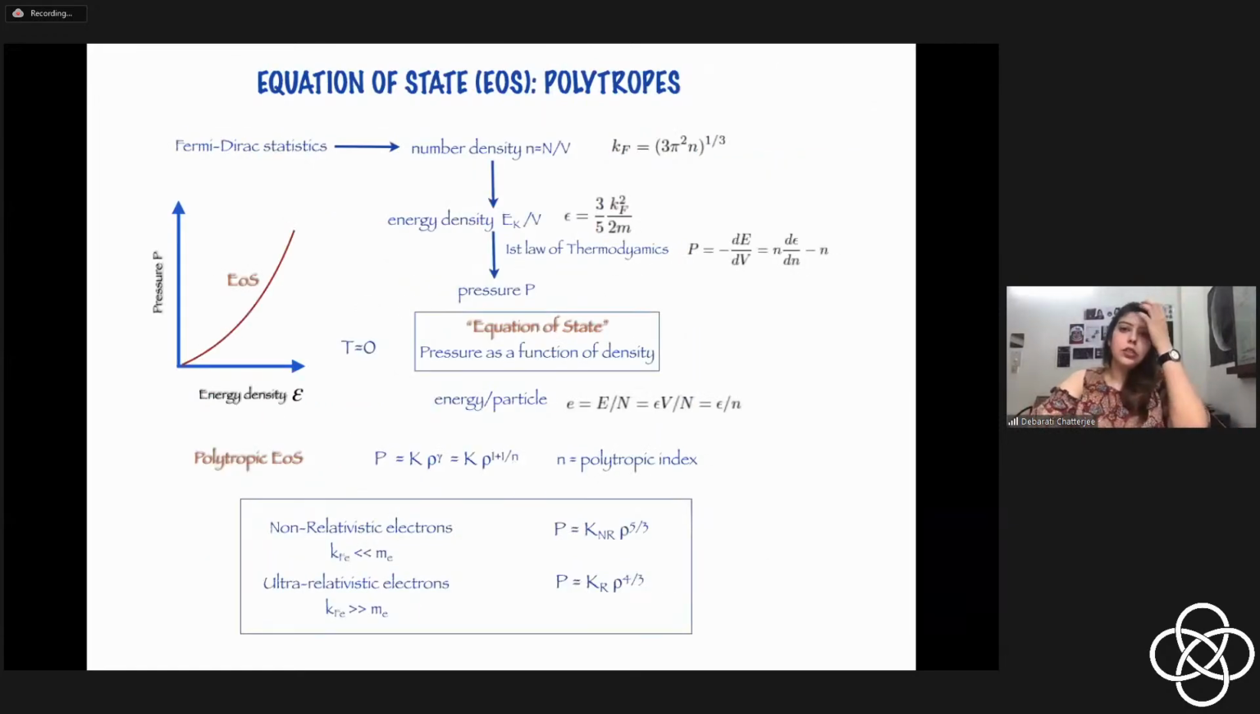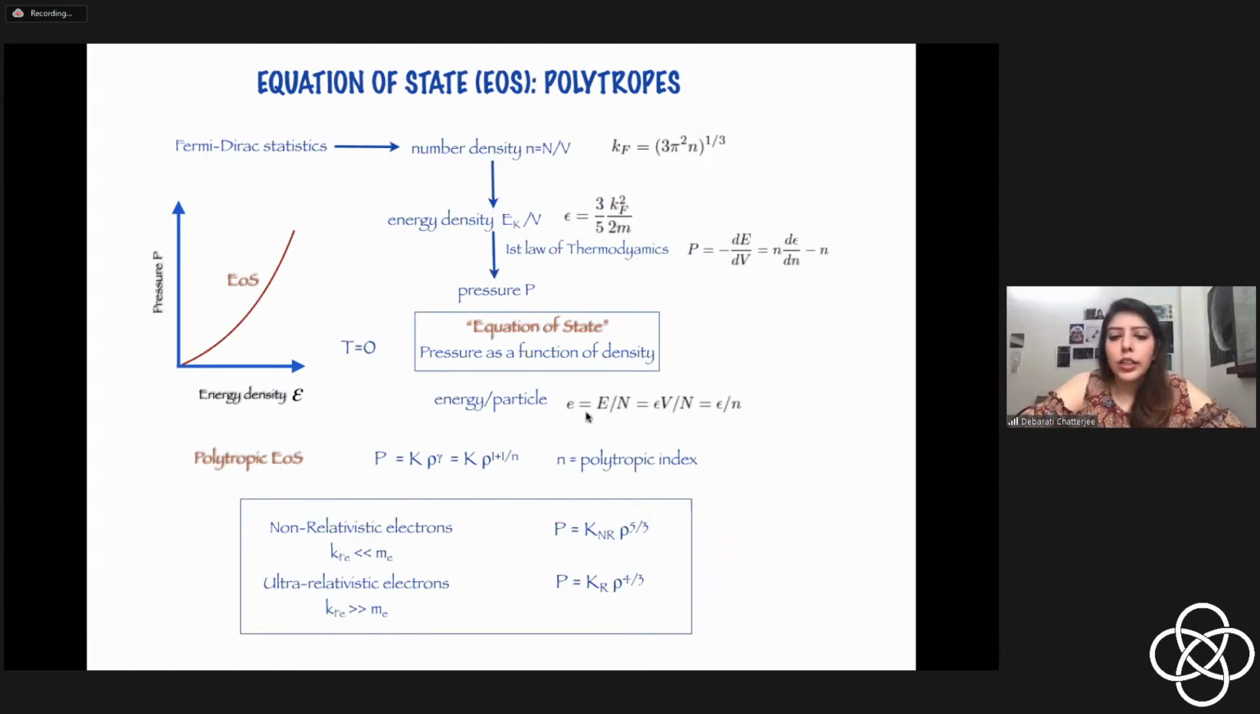So what did we learn? This is a summary slide of what I just said. Fermions obey Fermi-Dirac statistics. According to Fermi-Dirac statistics, the number density is related to the cube of the Fermi momentum. The energy density can be written in terms of these momenta, and the pressure can also be calculated like we did. And the energy per particle can also be calculated. This is nothing but the energy density divided by the number density.